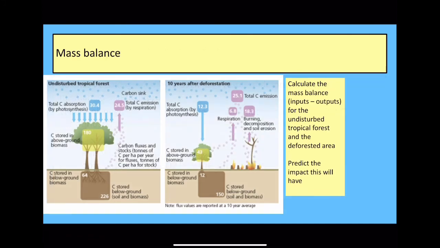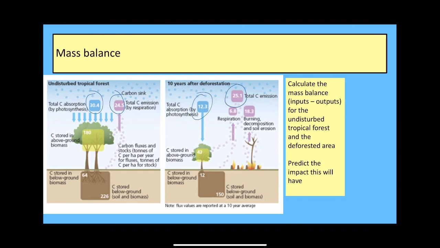So this is a mass balance. So we're comparing inputs into the forest with outputs from it. Okay. So to do this, we need to minus the inputs from the outputs. So the inputs are in blue and the outputs are in pink. So we want to have a go at comparing these two sides. So just notice this is an input for the undisturbed tropical rainforest, and this is the output. This is the input for the deforested tropical rainforest, and then the total output is up here.